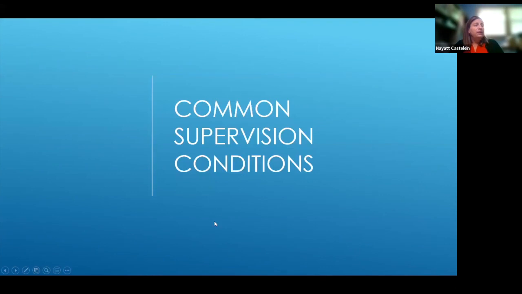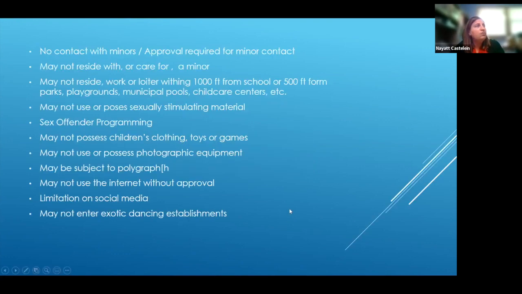All right, so some of the common supervision conditions, and this is something that I've already touched on a little bit. So no contact with minors or approval required for minor contact. And when we are looking into granting approval, there are assessments that we can request our treatment providers to do to see if somebody would be a threat to a particular child.